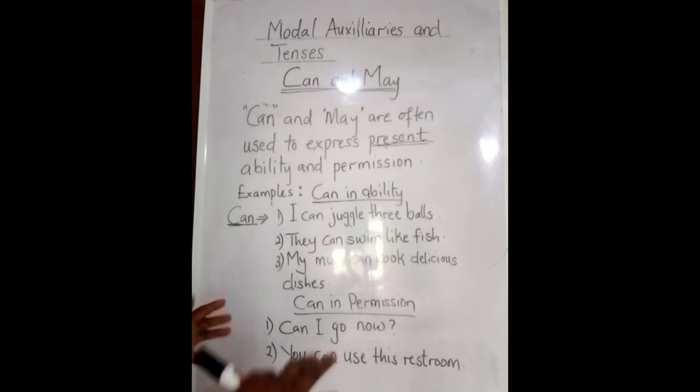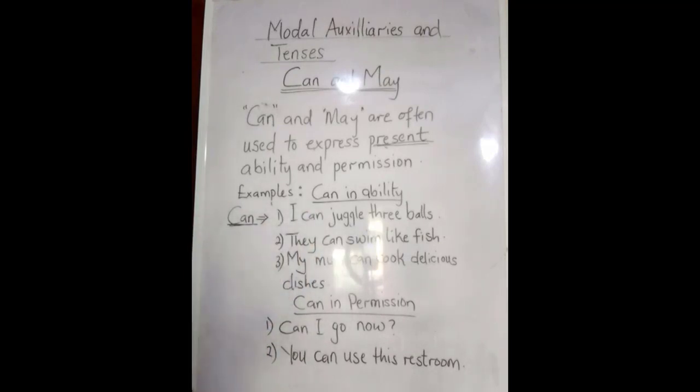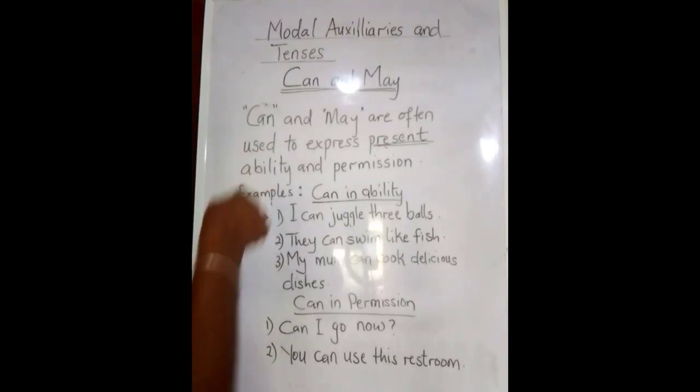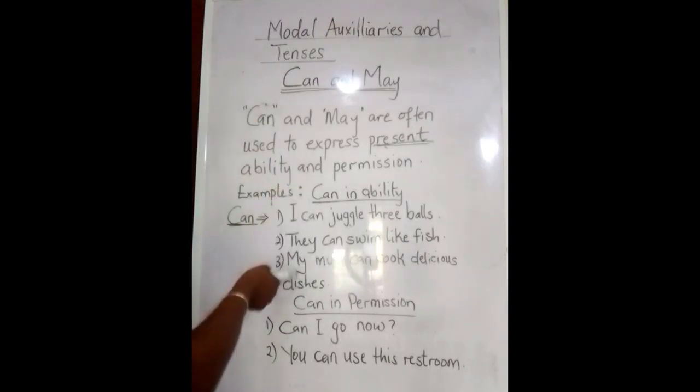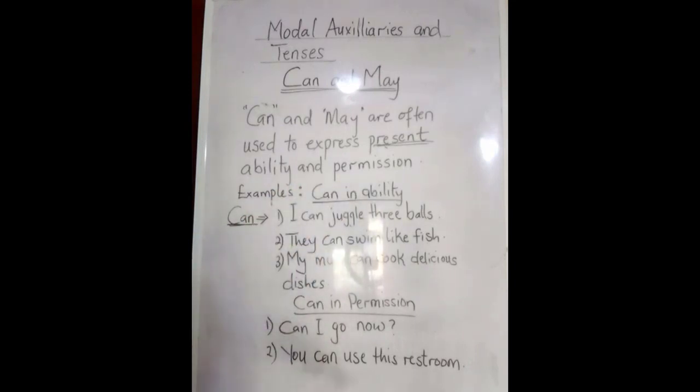When we go over to some other modal auxiliaries we're going to look at, like could, we see how these same sentences are translated into the past tense form with the use of could. So these are examples of using can in expressing ability in the present form.